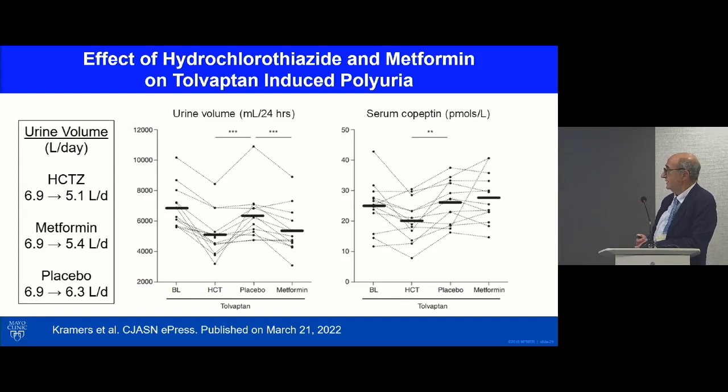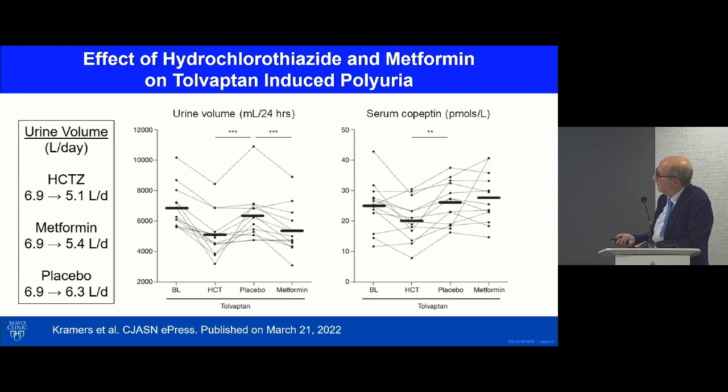Another possibility is to use therapies that may reduce the effect of tolvaptan on aquaresis. And one thing is hydrochlorothiazide, which has been used for the treatment of nephrogenic diabetes insipidus. And this is a study from the group in Groningen, in the Netherlands, that used hydrochlorothiazide, and they also tried metformin. Both were effective in reducing the polyuria in patients with polycystic kidney disease.